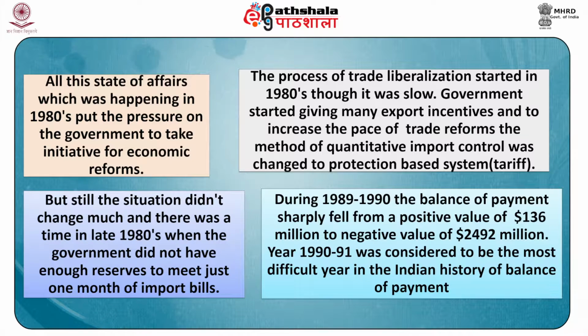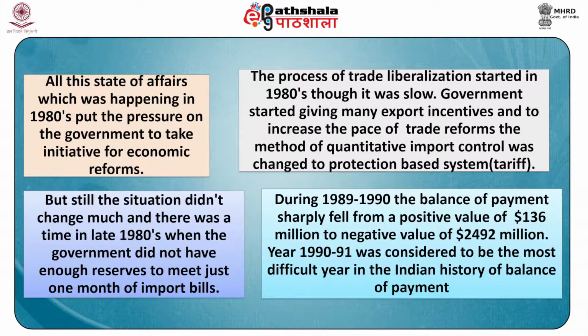The process of trade liberalization started in the 1980s, though it was very slow. Government started giving many export incentives, and to increase the pace of trade reforms, the method of quantitative import control was changed to a protection-based system or a protection-based tariff. But still, the situation didn't change much, and there was a time in the late 1980s when the government did not have enough reserves to meet just 1 month of import bills.